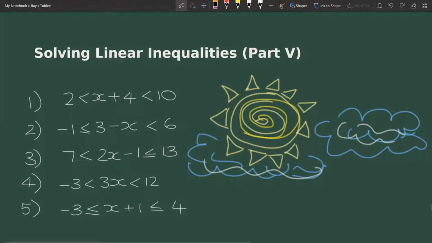If you do not know how to represent the solutions on a number line or using set builder notation, please watch the previous videos. And if you don't know how to solve linear inequalities at all, I suggest you start at part 1. If you would like, pause this video now and have an attempt at the questions before we go through it together.